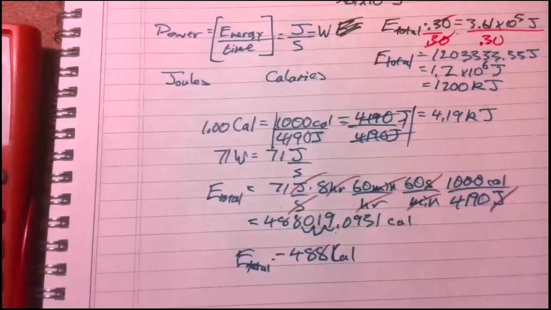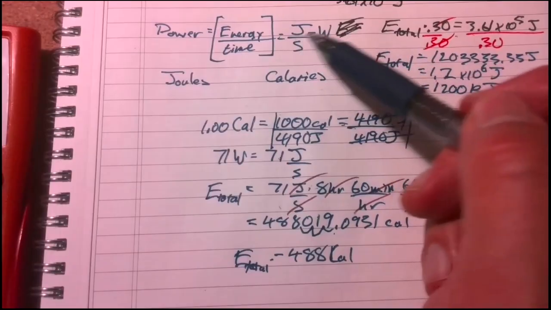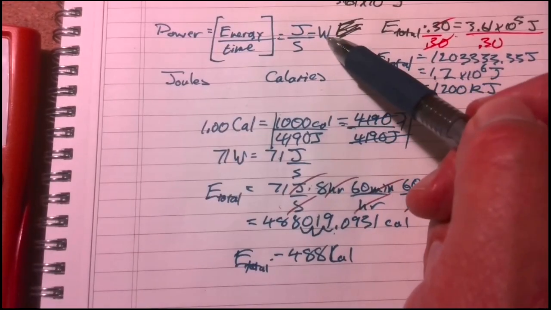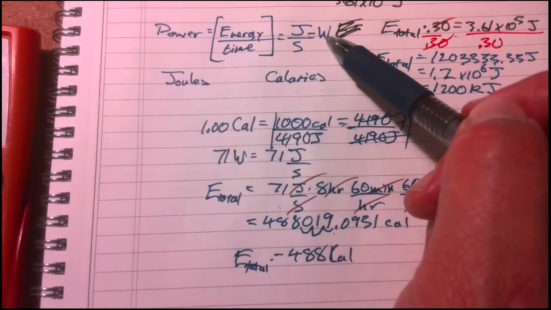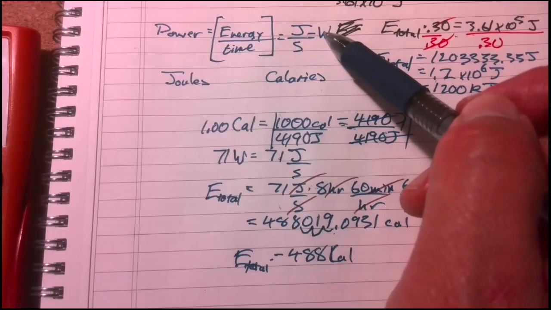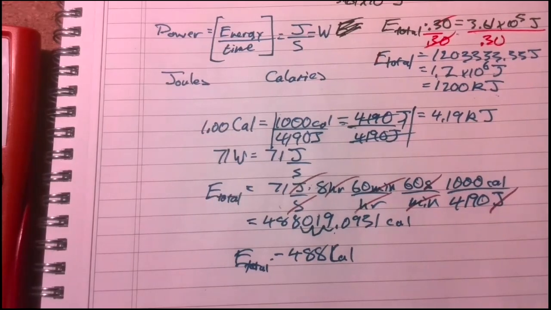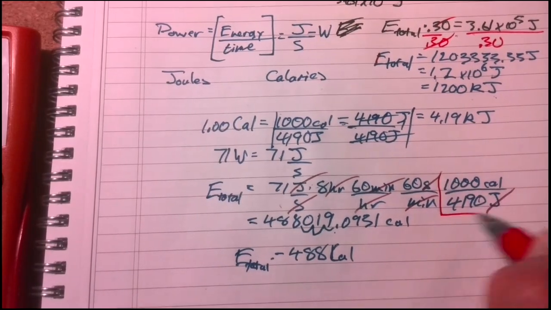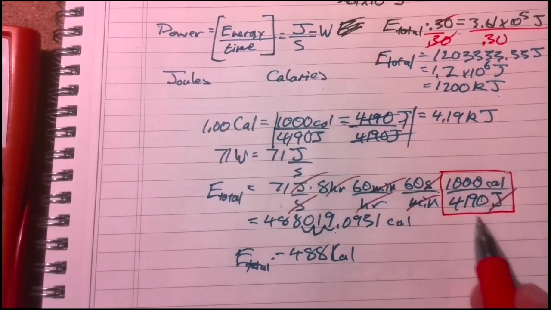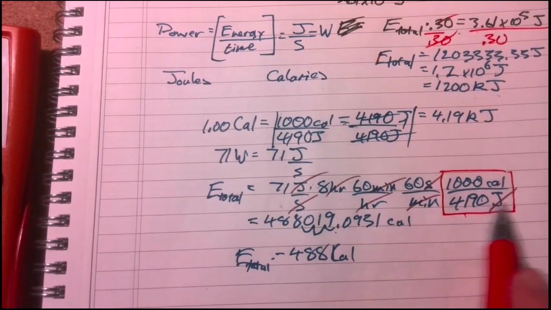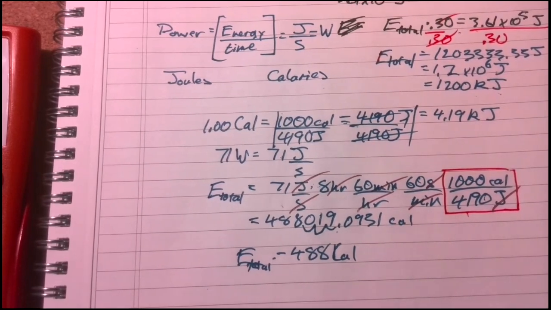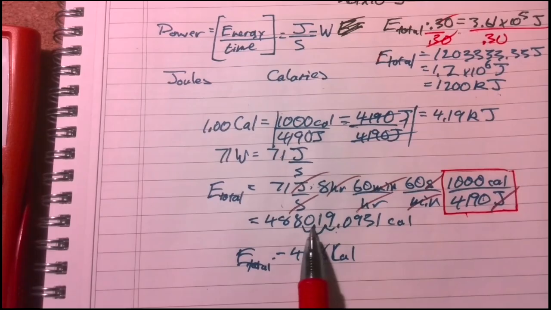All right, so what did we do in this one? We converted from power, watts, which is joules per second, and then we converted that to calories. So we had to find this conversion factor here. We got to convert from calories to joules. This is your conversion factor. And then we moved our decimal place over three. That converted it to kilocalories.